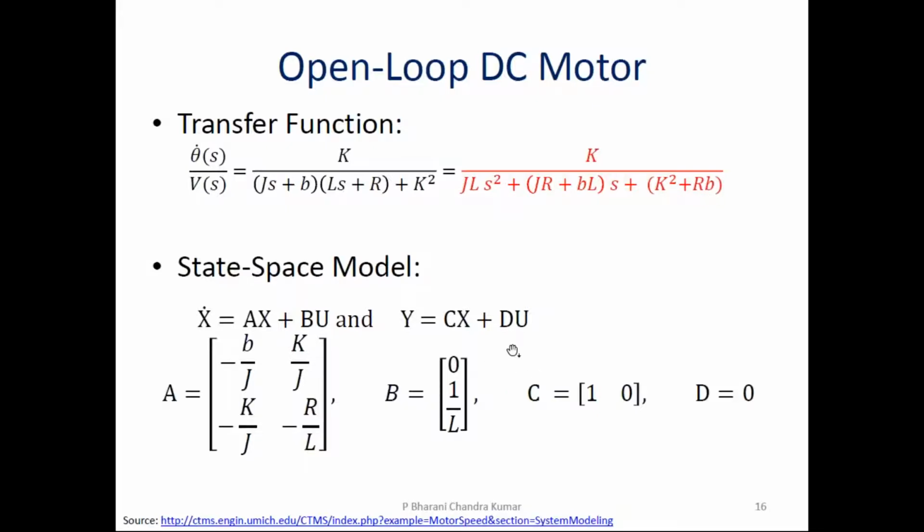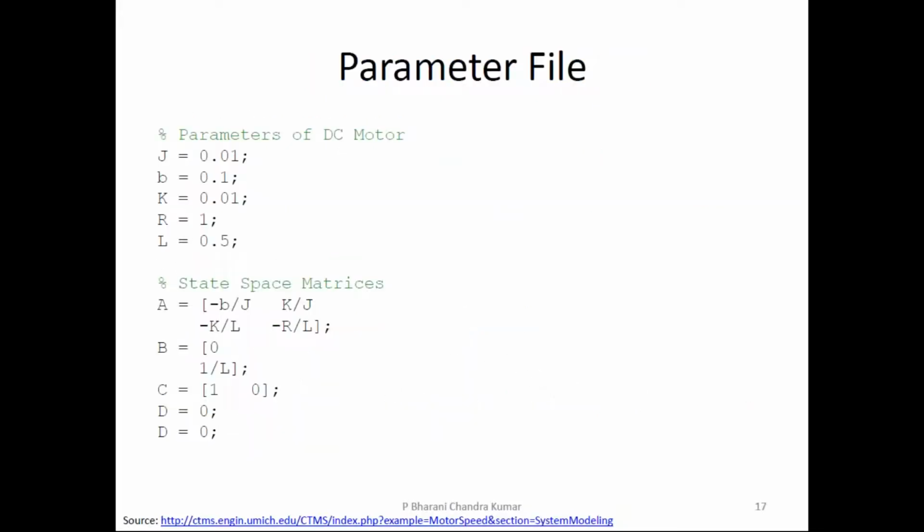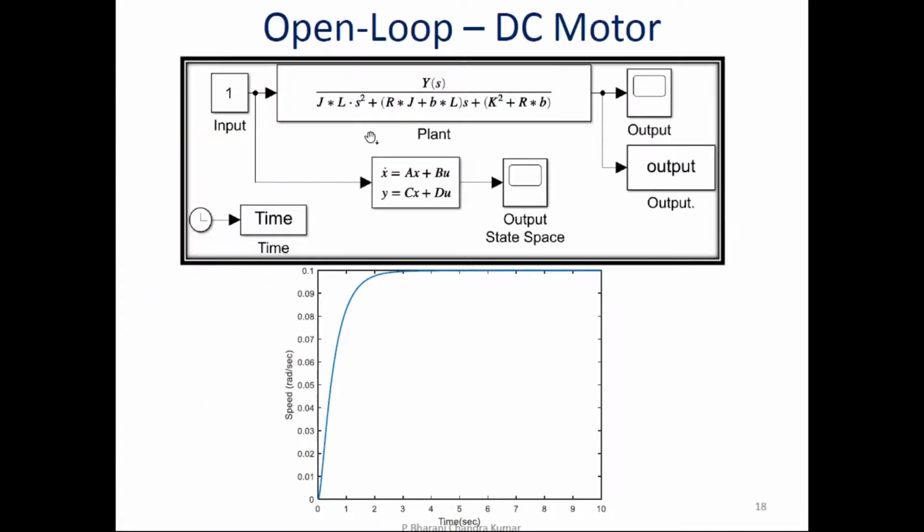This is the state space model we have seen. The first step here is to create a parameter file. In the parameter file, you have to save all these values. I will show you how to create this one. And then the open loop: I am just verifying the state space model, though it is not required for the current purpose. Later on the state space is going to be used for the PID controller. I have just derived how to get these A, B, C, D matrices.